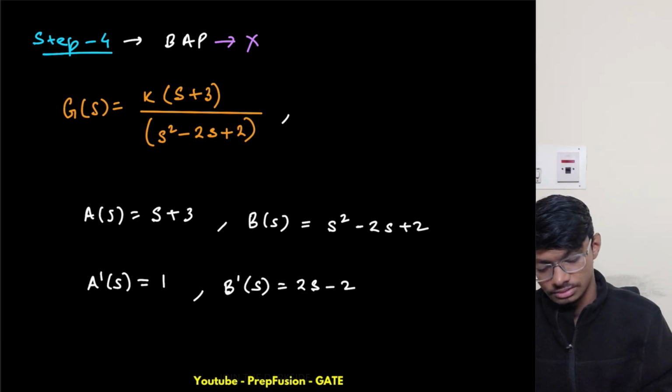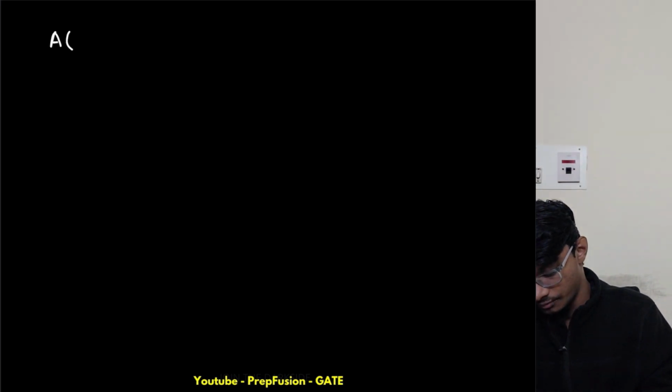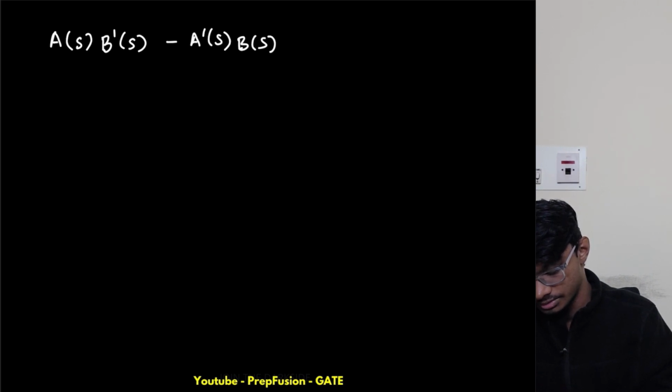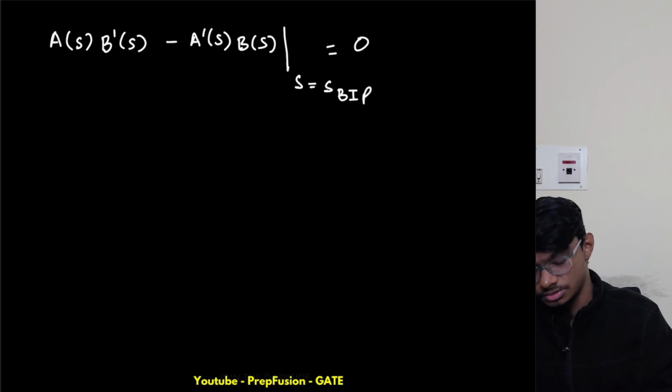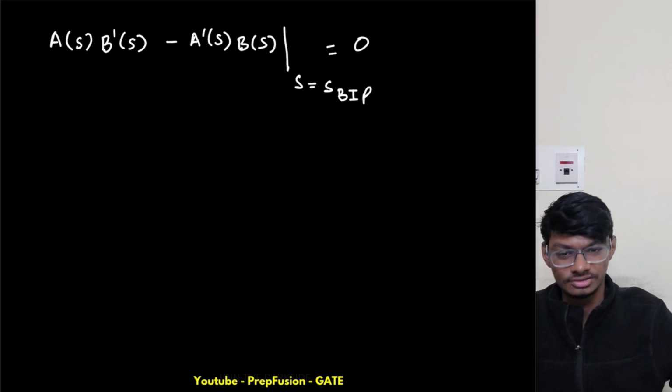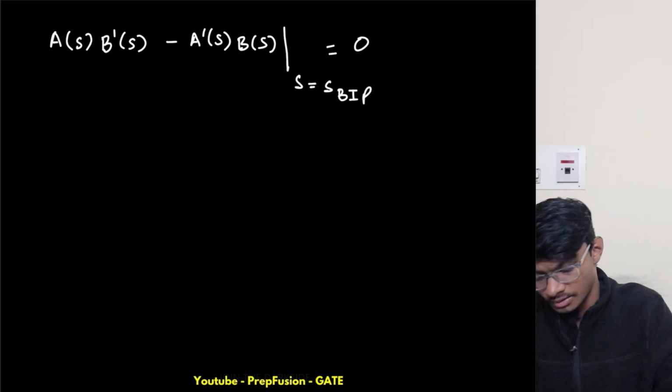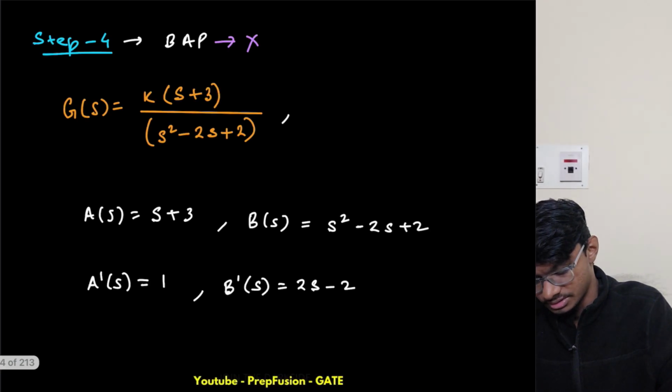Now what we can do is just equate that equation. That equation is a of s into b dash of s minus a dash of s into b of s at s equals s. The break-in point will be equal to 0, right? So that is what dk by ds also does. That does the same thing. So what is a of s? A of s is s plus 3.